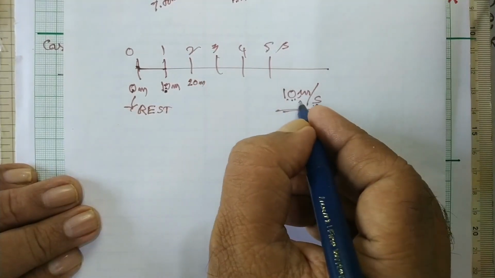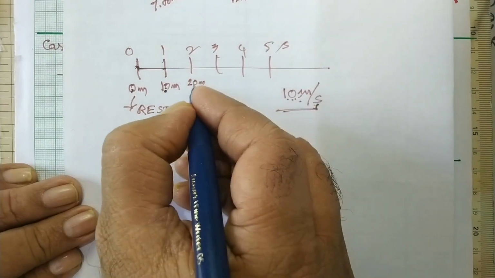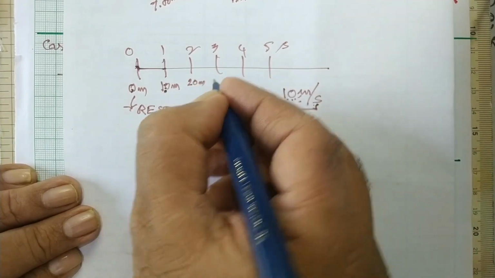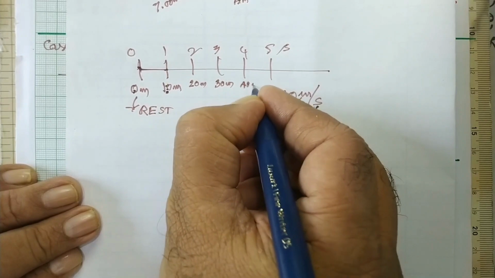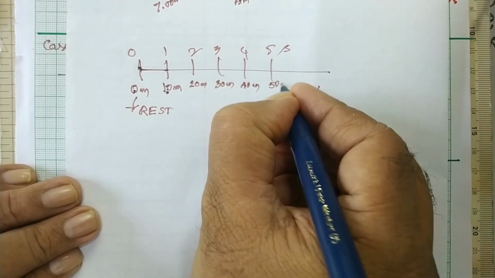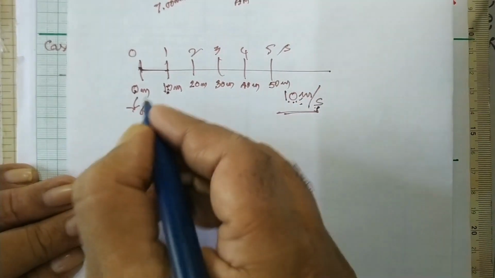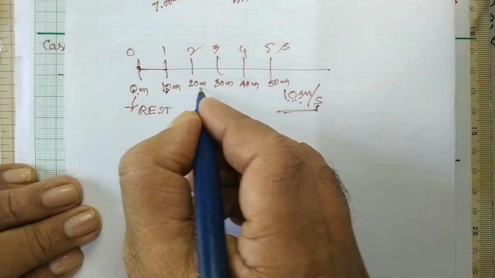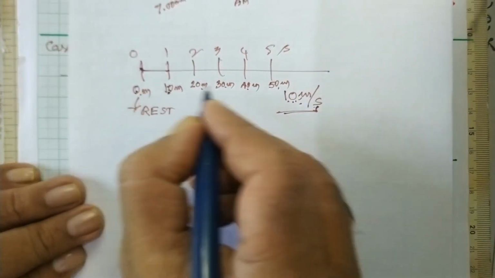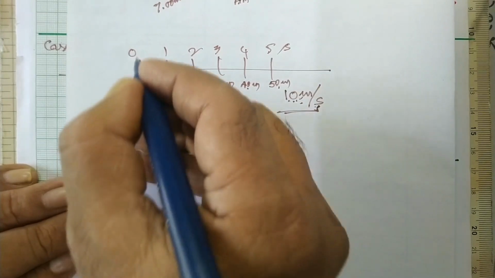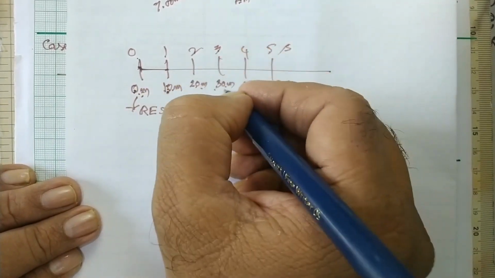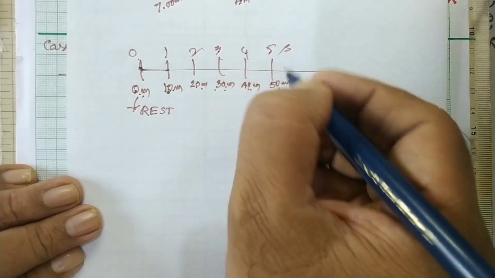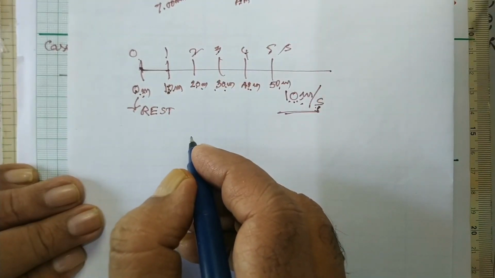Then after 1 more second, again 10 more meters. So it will become 30 meters. Then after it will become 40 meters. Like that, what is happening here? Distance covered by the body is increasing with the time. Observe carefully. 0 seconds 0 meter, 1 second 10 meter, 2 seconds 20 meter, 3 seconds 30 meter, 4 seconds 40 meter, 5 seconds 50 meter, like that it is there.